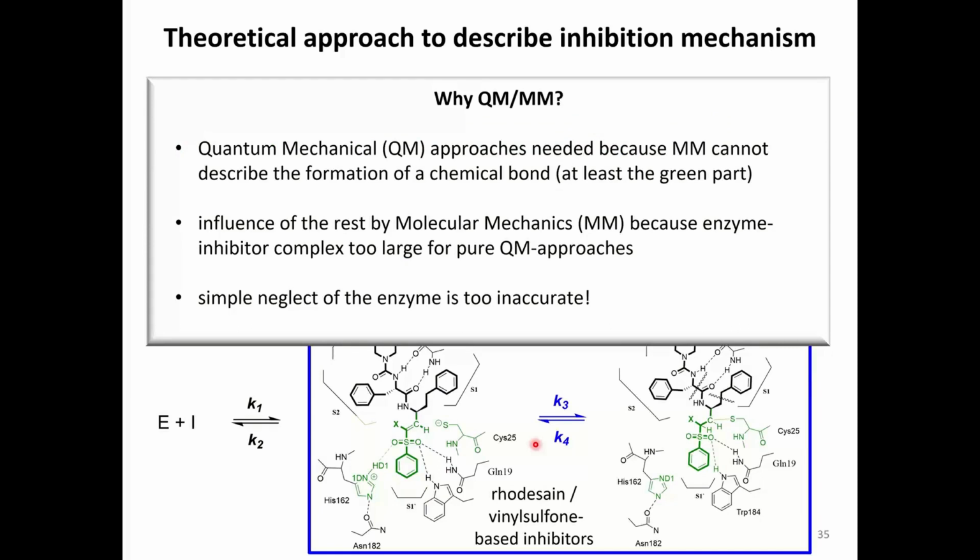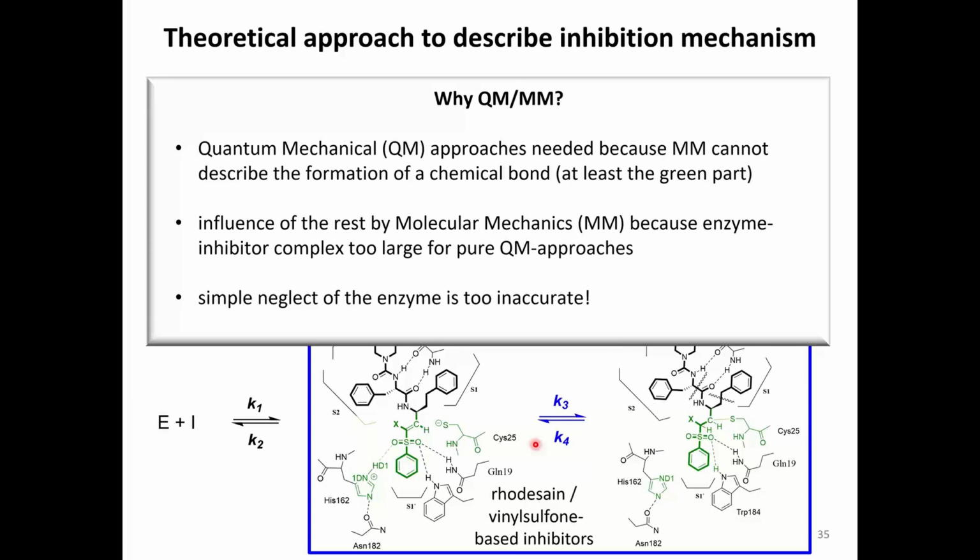So we need QMMM. Why do we need QMMM? Well, you cannot neglect the influence of the enzyme. You have actually two important influences. The first one is steric effects. So the inhibitor is more or less oriented in a given way. And the second one is a polarization effect. So you have an enzyme environment, and the enzyme environment influences the inner part of the QM by polarizing it through, for example, some dipole moments or charges or whatever. So you have these two things, and for that you have to include the enzyme environment. The simple neglect of the enzyme is way too inaccurate.